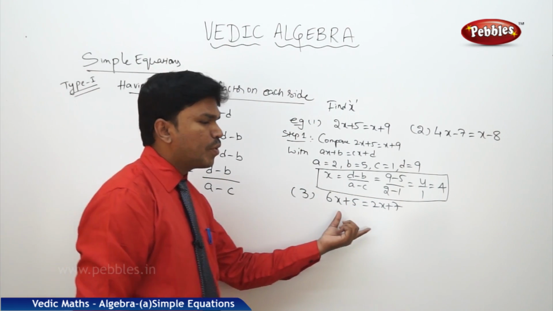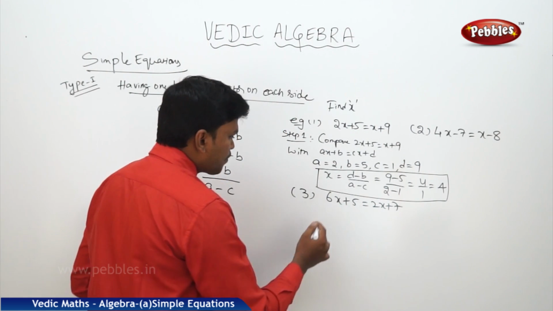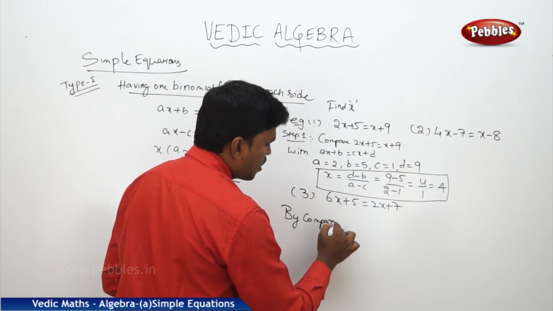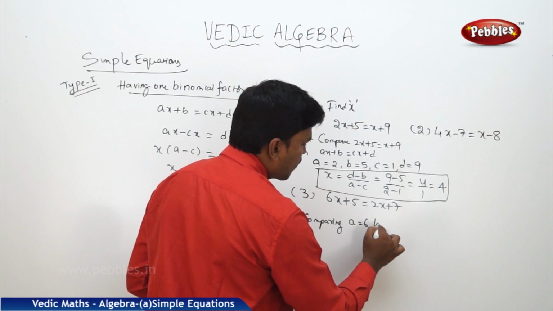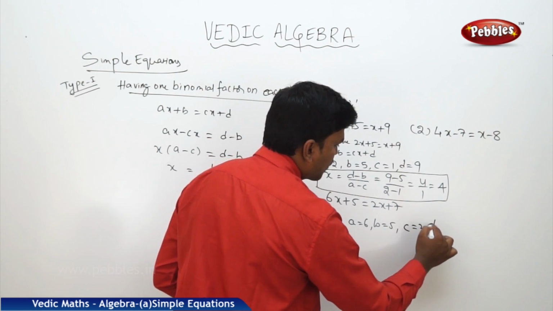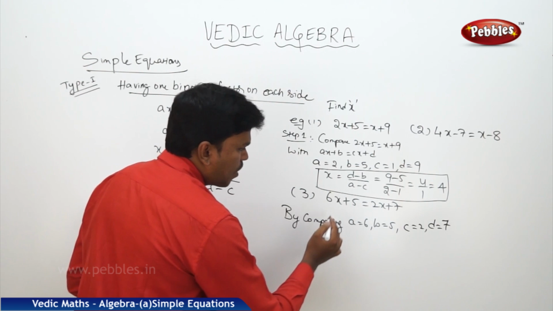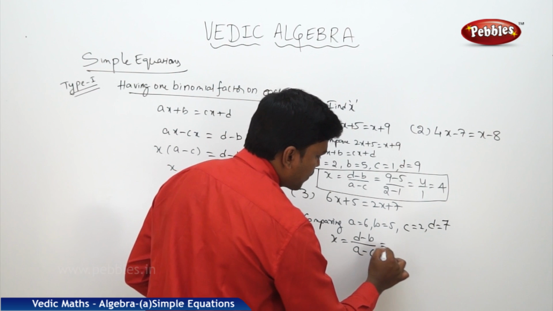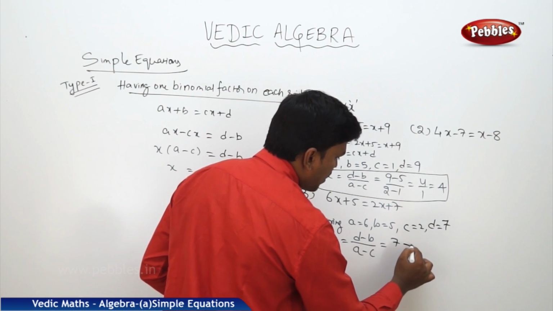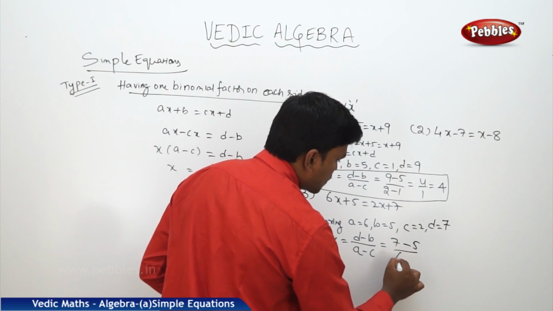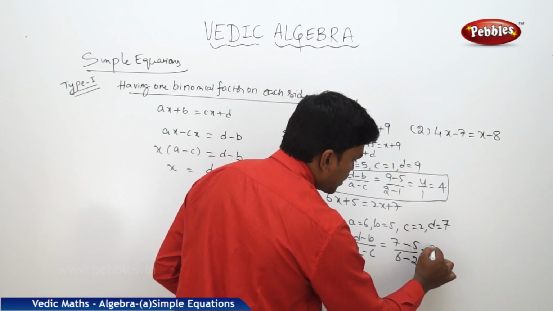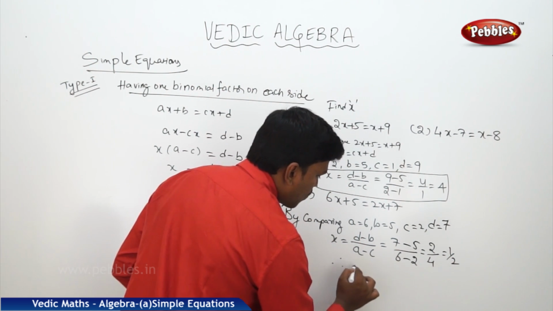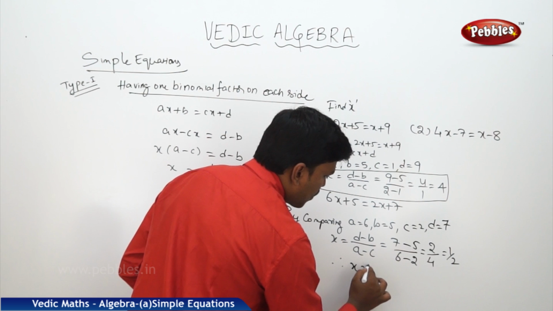Now similarly we will do the below example also. Here by comparing, we got a equal to 6, b equal to 5, c equal to 2, d equal to 7. Now what is the solution? x equal to (d minus b) by (a minus c). The d value is 7, b value 5, a value 6 and c value 2. So 7 minus 5 is 2, 6 minus 2 is 4. So 2 by 4 is nothing but 1 by 2. Therefore, the x value we got is 1 by 2, the solution for the equation.